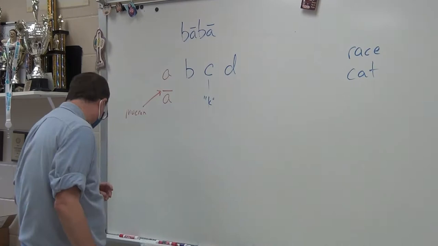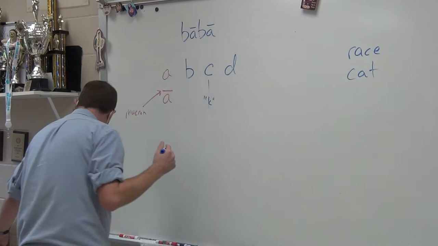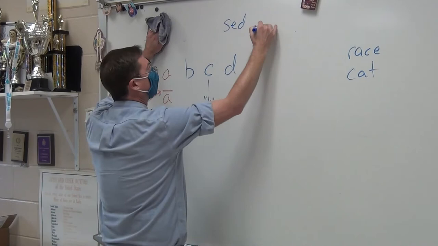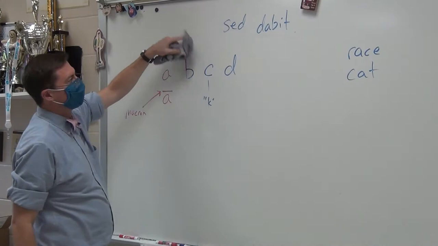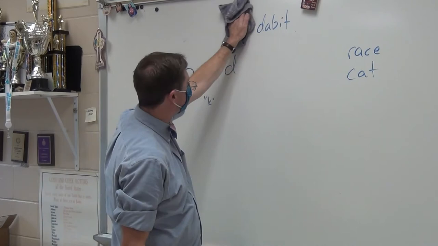So a couple of Latin words that we're going to learn within the first three, four chapters. This would be pronounced "sed." Or you'd have this as a pronunciation, "dabit, dabit." Say it, "dabit." So A, B, C, D.